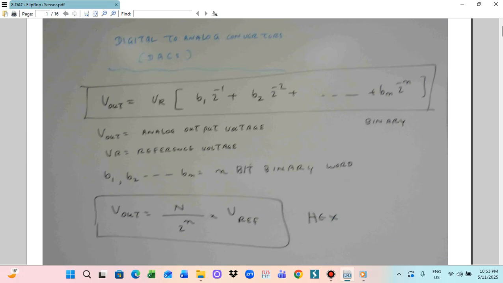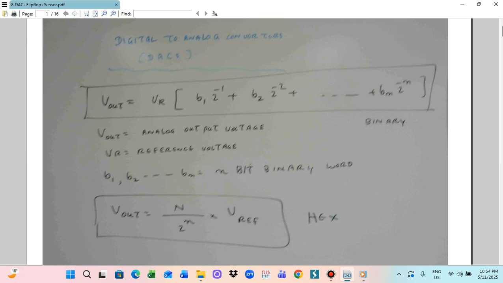Now, in the meantime, you can also use the digital to analog converter, because the signals output from the computer are usually in digital format. This digital signal needs to drive the analog controller. So in this case, we have to convert digital to analog. We have an equation for the digital to analog converter.